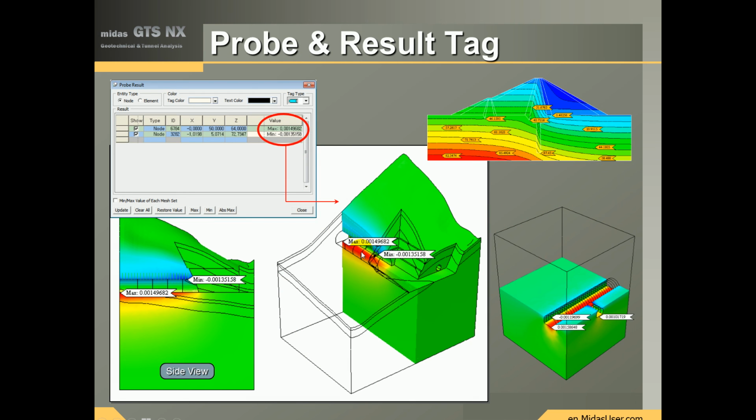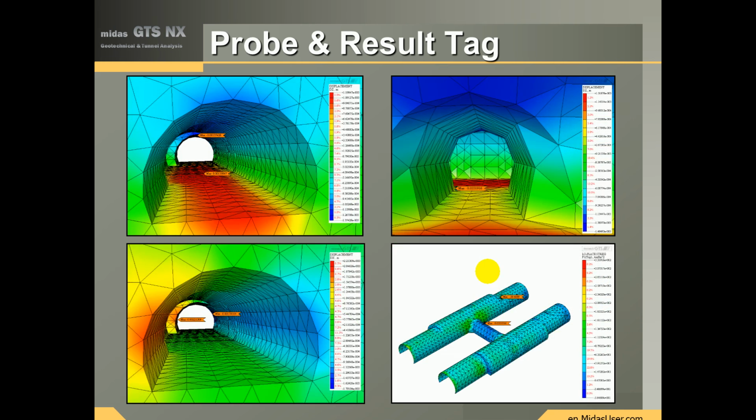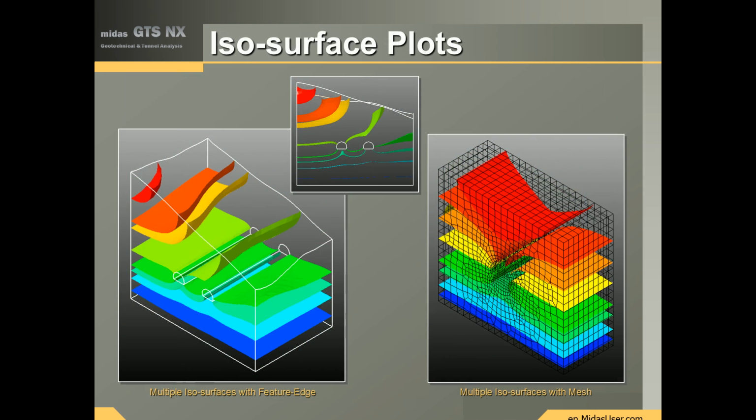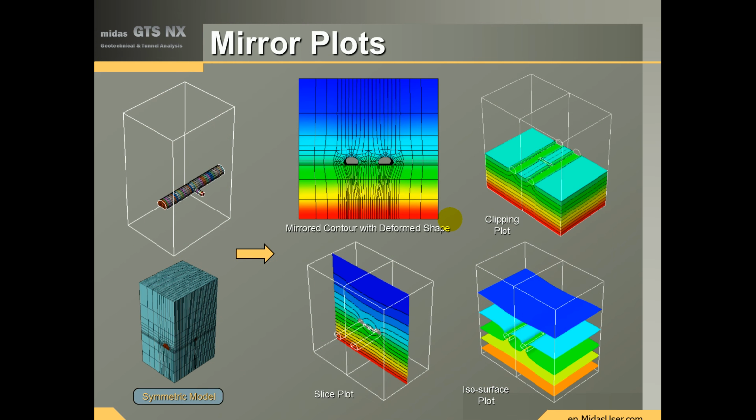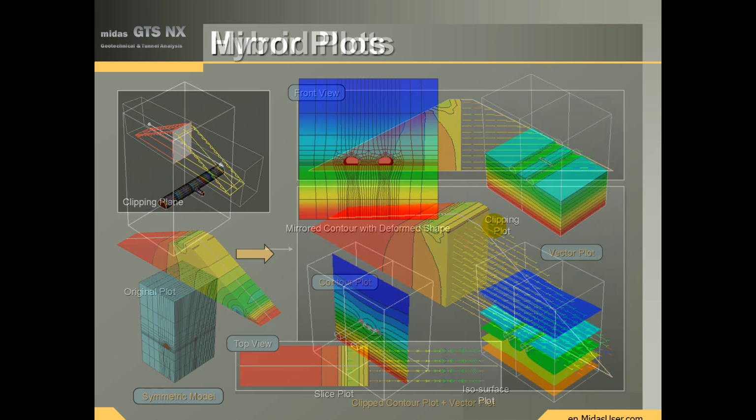So we can do probes and different result tags as well, at any point or for any element or any mesh or any node. We can also do a fly through. We can look at the isosurfaces as well, and there are different isosurface plots in results extraction and everything like that. We can mirror plots as well, so say that we've got one tunnel, we want to make it into a twin tunnel and have a connecting gallery. We can do that just by mirroring the actual model.